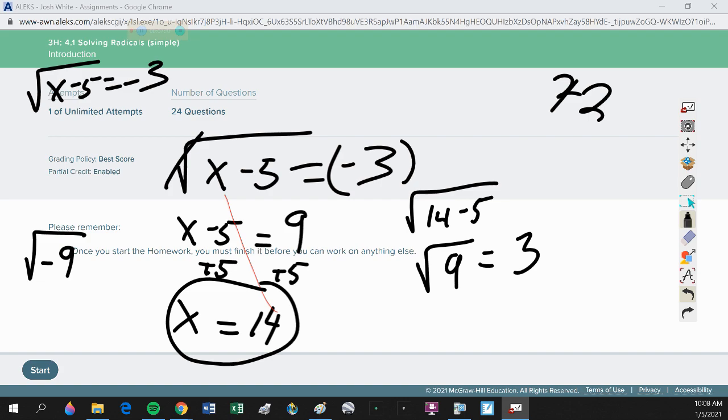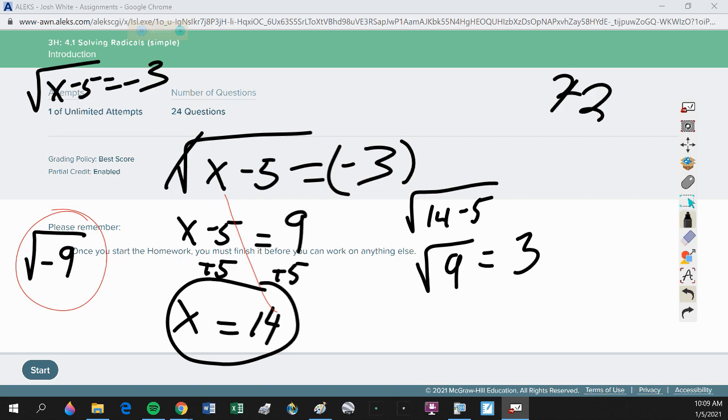3 times 3 is 9. Negative 3 times negative 3 is also 9. And 3 times negative 3 is negative 9, but it's not the same number. So this does not have an answer on the real number line. Now we've invented a new sort of number called imaginary or complex numbers, but that doesn't apply right here.